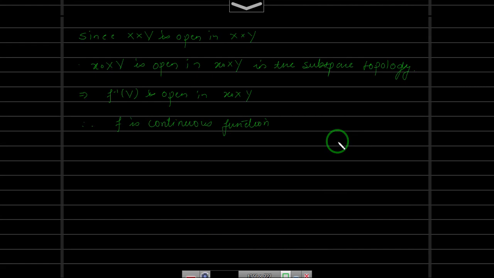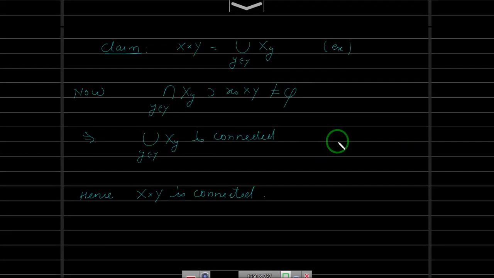Okay. In the next video, we will take some examples based directly on this theorem that x cross y is connected if x and y are connected. And then maybe a 5-10 minute video, and then we will go for the next topic, which will be like: if A is a connected subset of a topological space X, and if you have any subset in between A and closure of A, then that subset will be connected.